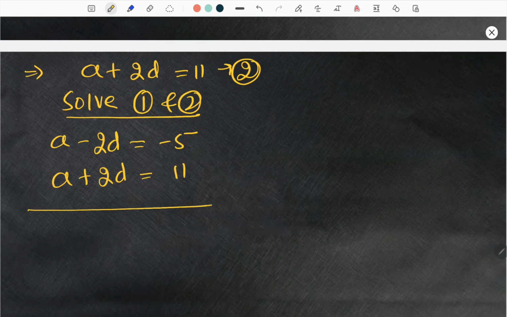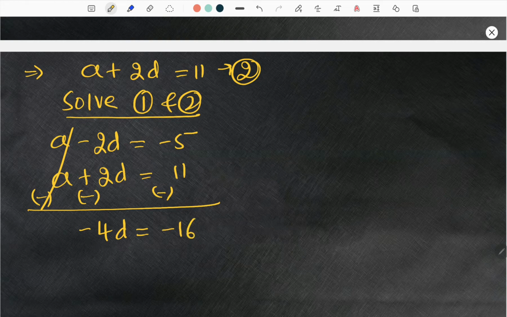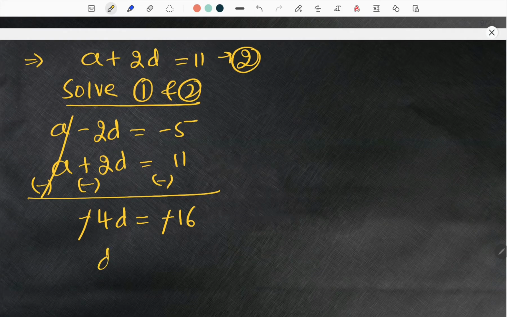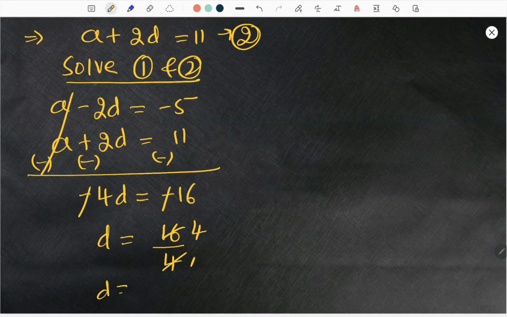Now a and a are as usual there. Just subtract. Here also minus and here also minus. So they get cancelled. Minus 2d minus 2d becomes minus 4d is equal to minus 5 minus 11, it becomes minus 16. Then this minus and minus get cancelled, and I am going to have d is equal to 16 by 4. 4 1s are 4, 4 4s are 16. So we got the value of d is equal to 4. Okay, this is the value of d. Let me call it equation number 3.